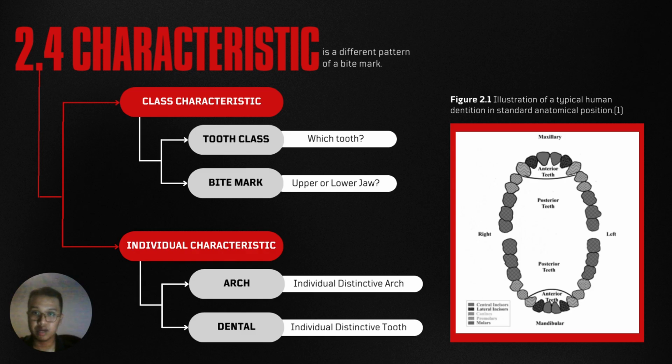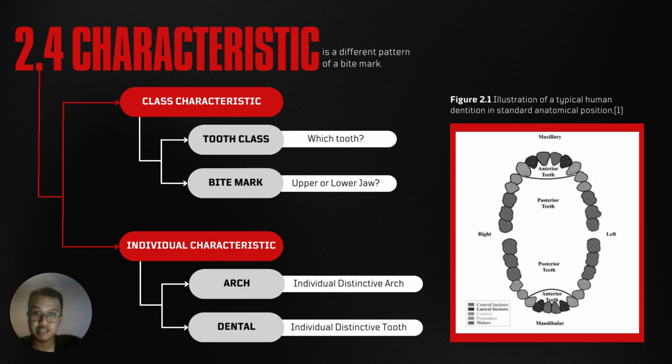Okay, so the first one is class characteristic. According to ABFO, class characteristic is features that distinguish the marks from other pattern injuries or causes. Class characteristic can be divided into tooth class and bite mark characteristic. According to tooth class characteristic, anterior teeth, medial incisors, lateral incisors, and canines are the primary biting teeth. Each tooth has characteristic that differentiates one tooth from the others. On the other hand, bite mark characteristic is used to differentiate upper and lower jaw bites.